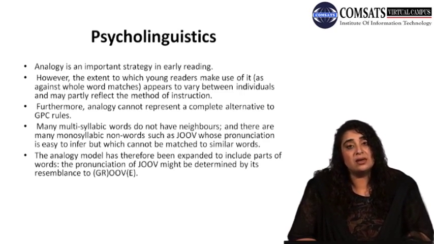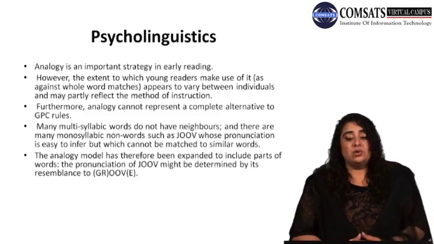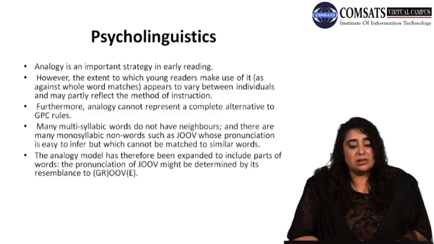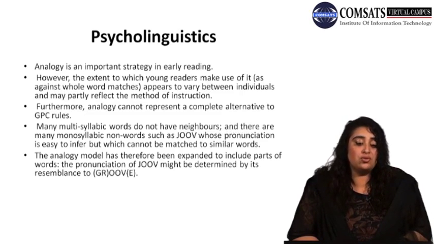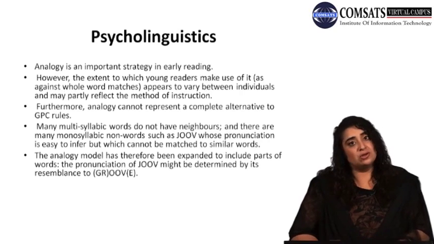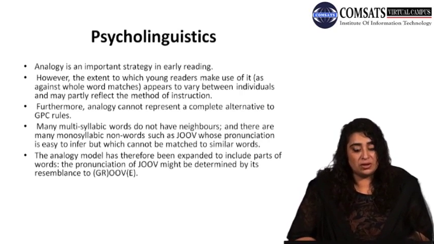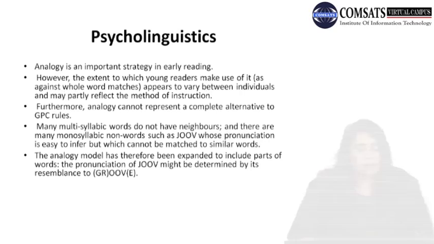So the analogy model has therefore been expanded to include parts of words. The pronunciation of Jove might be determined by its resemblance to groove. But still, you see, Jove and groove resemble each other a little bit, but still they're pronounced in a different way. Jove would be different and groove would give a different sound. So we can't say that it has the same analogy and the pronunciation would be easy, that if we know the pronunciation of groove, then we can easily pronounce the word Jove also. It's not possible.